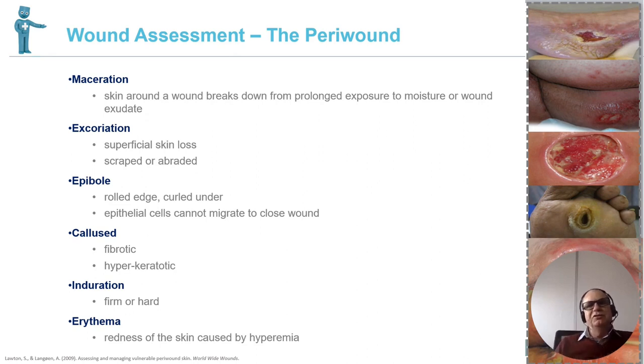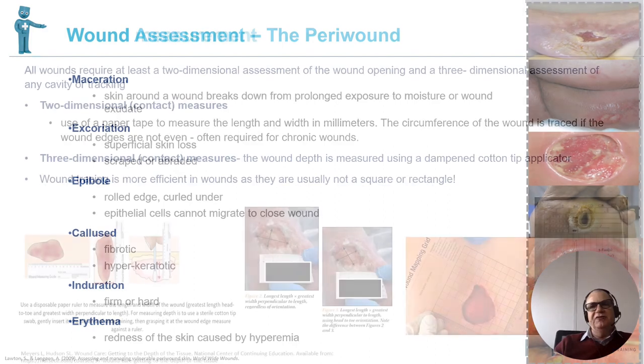If you don't remove that callus, the wound edges cannot come together, but also that callus is creating its own pressure. Induration, erythema, but also crepitus are signs of infection which is now migrating into the tissues surrounding the wound, indicative of spreading infection. So again, these things need to be documented very well.